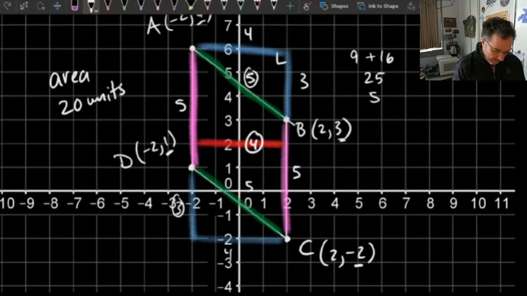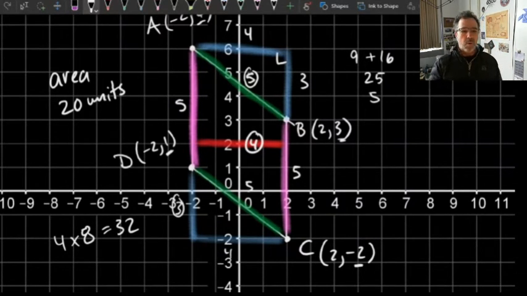Another way I can do that problem. You can see this bigger rectangle that I made. Well, the bigger rectangle is 4 by, what is it? 1, 2, 3, 4, 5, 6, 7, 8. It's 4 by 8. 4 times 8 is 32. So that whole rectangle, the rhombus plus the 2 triangles, is 32.